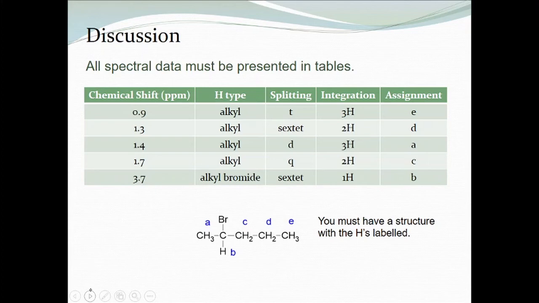Splitting, again, triplet, sextet, doublet, quartet, etc. Integration, and these should be whole numbers. We can't have partial integrals, so this is the whole number integration of hydrogens, not the integral value that's given in red at the bottom of the spectrum. And then an assignment. So we are labeling which hydrogen is associated with each peak. And of course, for that to make any sense, you do have to have a structure with the labeled hydrogens. So put that next to your table.